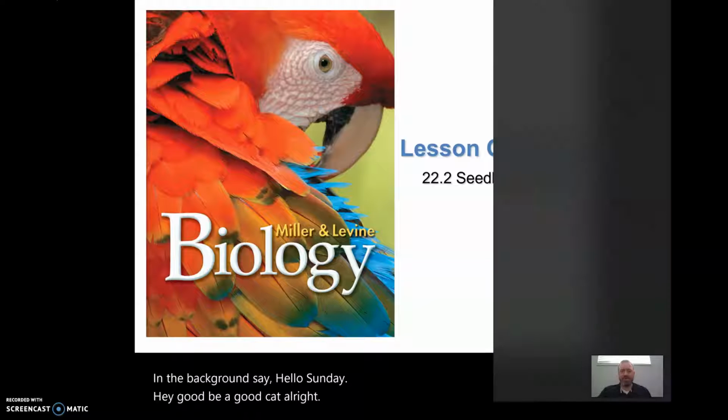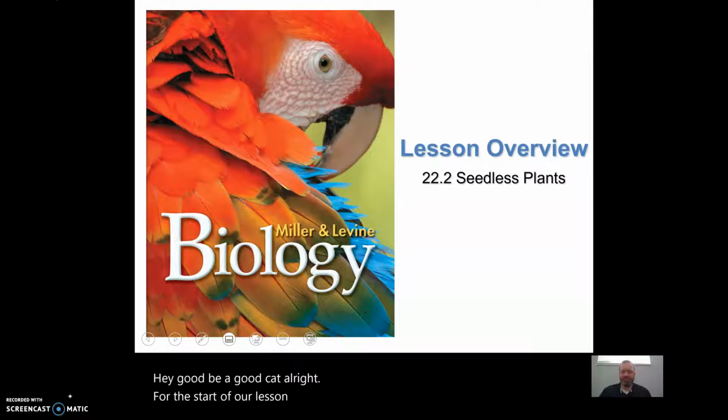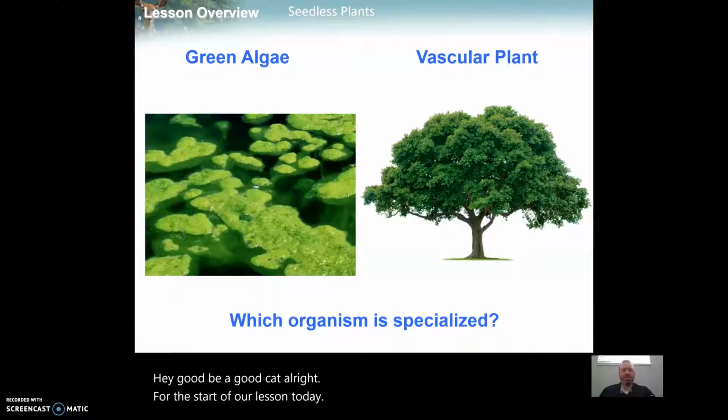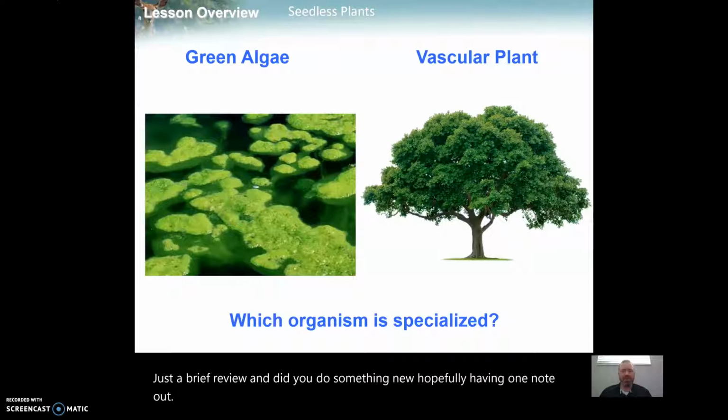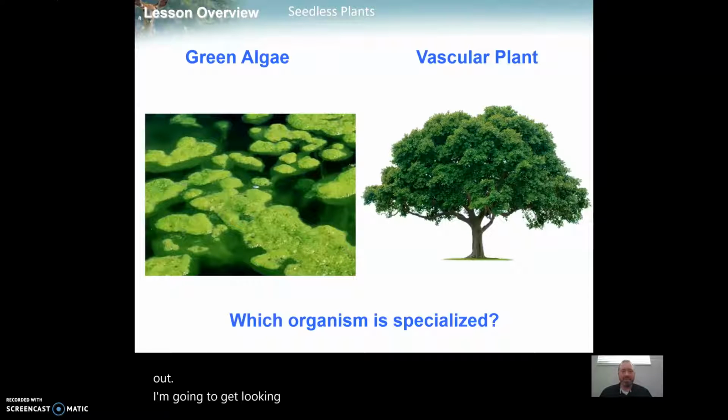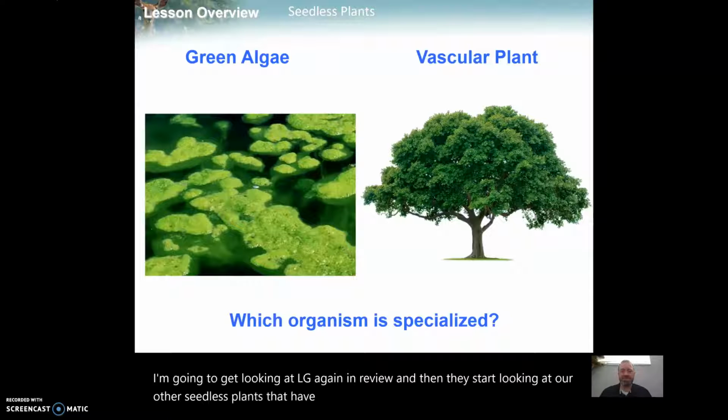For the start of our lesson today, just a brief review and to introduce something new. Hopefully you have OneNote out. We're going to get looking at algae again in review, and then start looking at our other seedless plants that have vascular tissue. So if you look at this screen, I've got green algae and then a vascular plant.